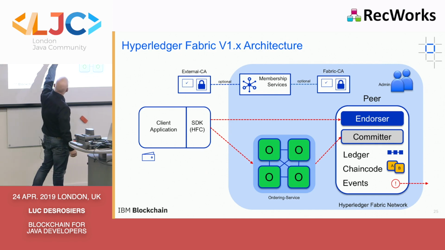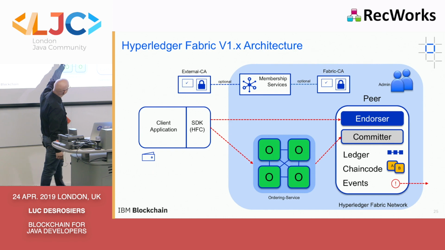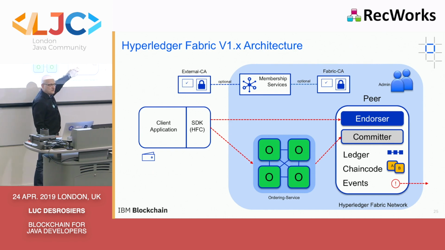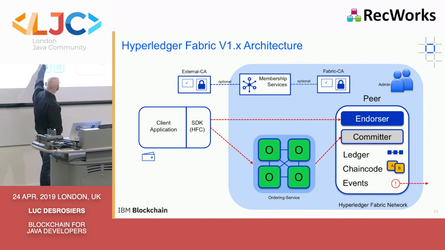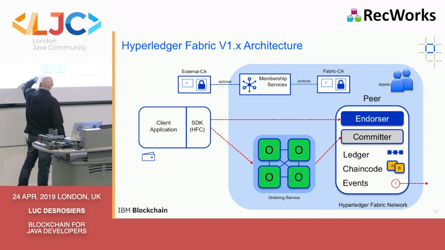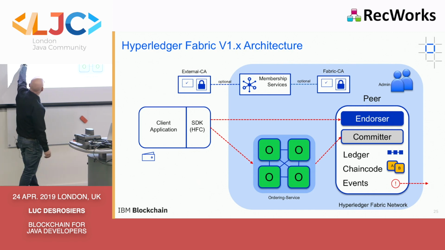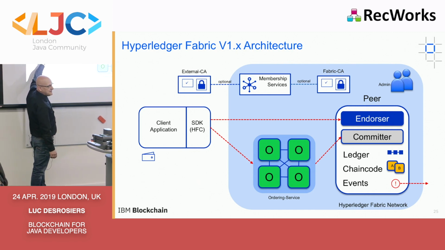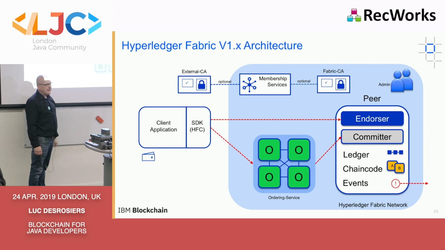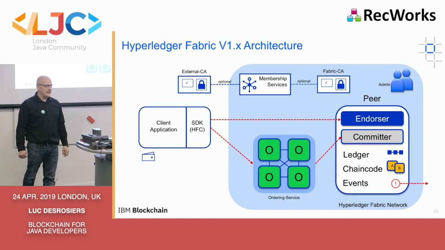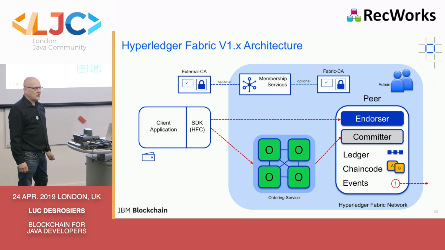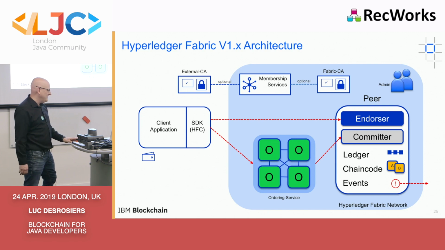So you've got the membership service that provides the identity for each of the organizations. Each of the components on the network has an identity. You've got the peer that maintains your ledger. You've got your ordering service, which is the one that receives blocks and publishes blocks. And you've got your client, which is going to have your client identity, a wallet, and it's going to be making calls through the SDK. Okay, so far so good.